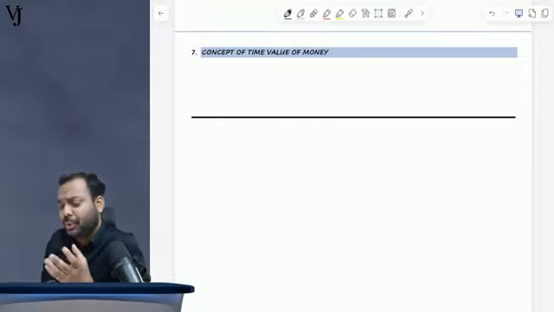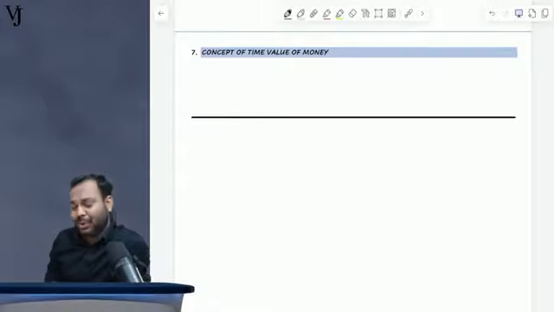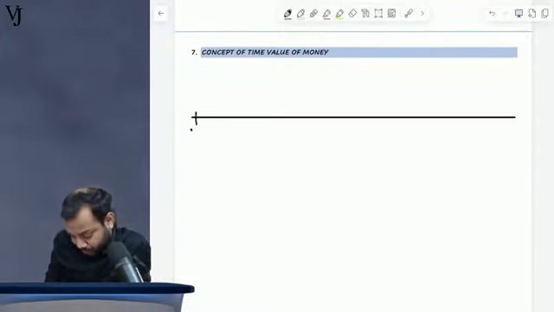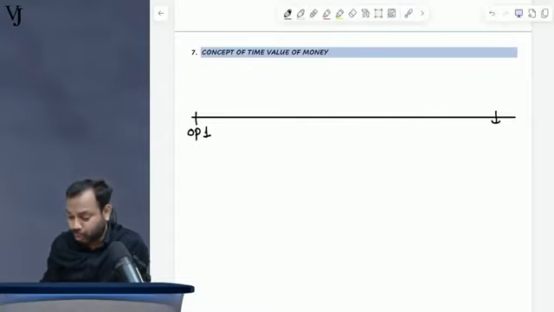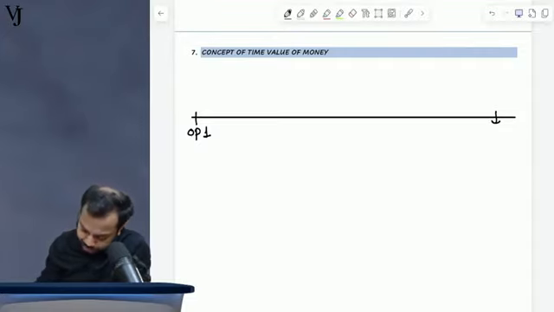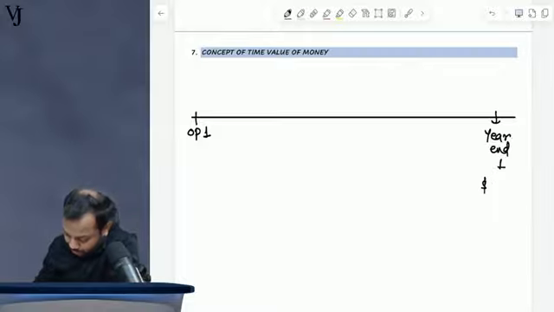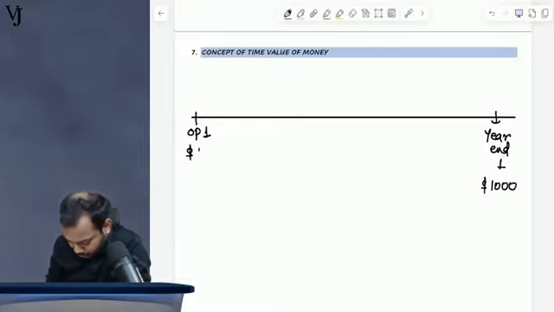But now I'm giving you two options. Option number one, I'll give it right away. Option number two is I will give after 1 year. I will give it at year end 1. But what I'm saying is, here I'll give $1,000 and here I'm also giving $1,000. Now tell me which one do you want?